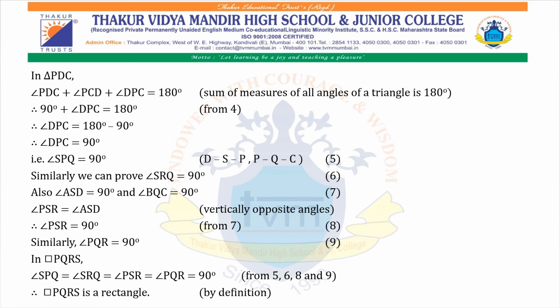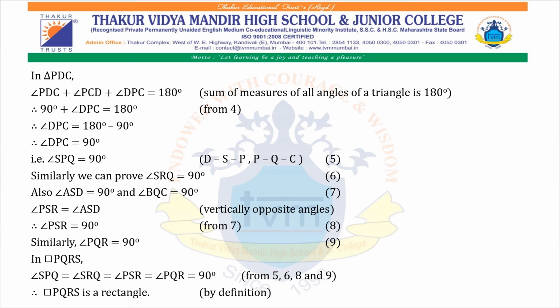Similarly, we can prove that angle SRQ is equal to 90 degrees. Sixth statement. Also, angle ASD is equal to 90 degrees and angle BQC is equal to 90 degrees. Seventh statement. Angle PSR is equal to angle ASD, vertically opposite angles. Therefore, angle PSR is equal to 90 degrees from the 7th statement, and this is our 8th statement. Similarly, angle PQR is equal to 90 degrees, 9th statement.